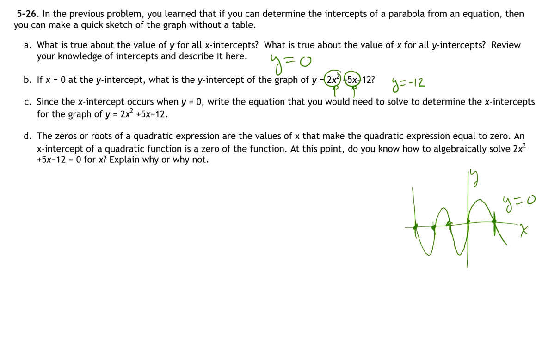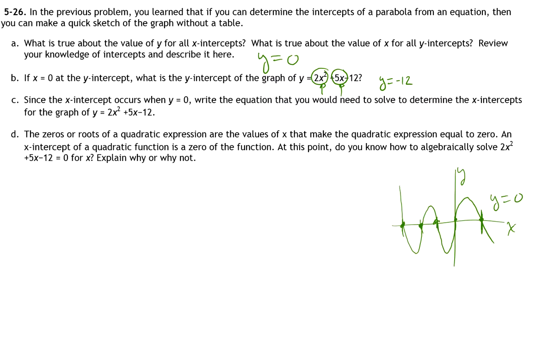C. Since the x-intercept occurs when y is 0. Yeah, that's true. That's information we just did in part A, right? The x-intercepts will occur whenever y is the number 0. Write the equation that you would need to solve to determine the x-intercepts for this particular equation. Well, if y has to be 0, the equation would be 2x squared plus 5x minus 12 equals 0.